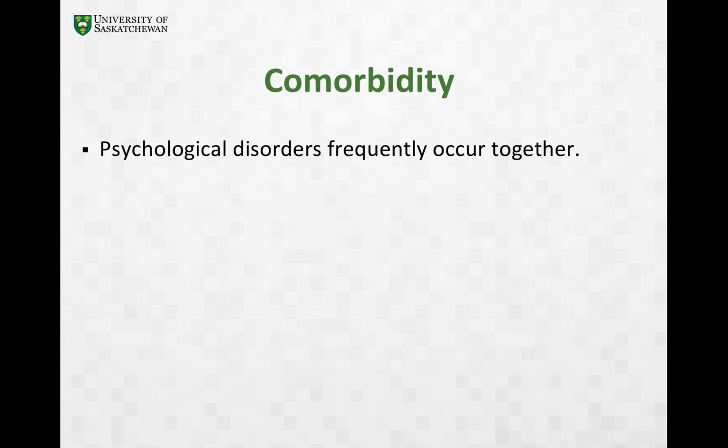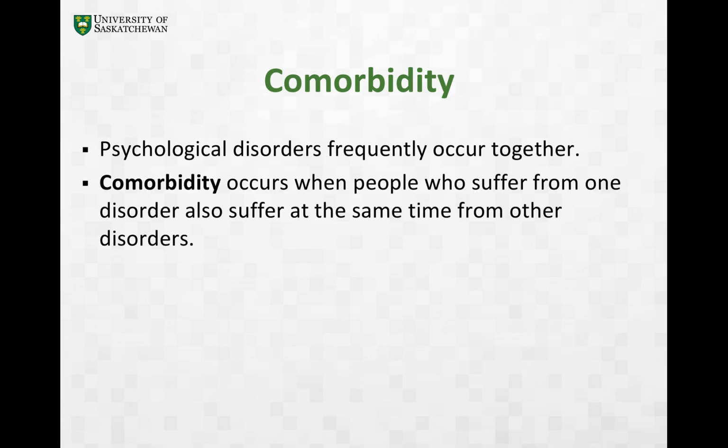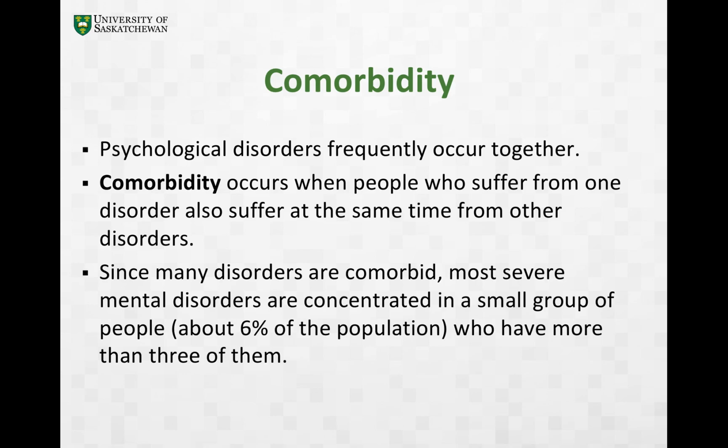And one of the things that often happens with psychological disorders is that they don't come in ones. They come in twos or mores. And that is what we call comorbidity. Comorbidity is the reality that psychological disorders frequently occur together. And that is when people suffer from one disorder, but they also suffer from another one at the same time. Now, since many disorders are comorbid, most severe mental disorders are concentrated in a small group of people, so about 6% of the population, who have more than three of them.